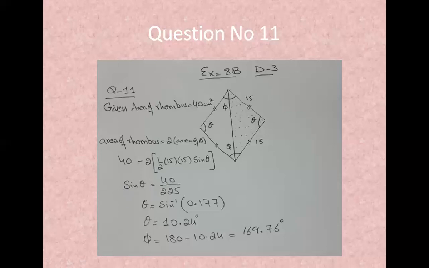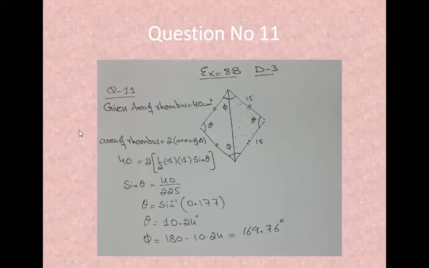So the sine will go to the other side. So you will have theta equals sine inverse of 0.177, and that will give you theta equals 10.24. So this angle here is 10.24 degrees. This will also be 10.24 degrees. But the angles here, they will be different.